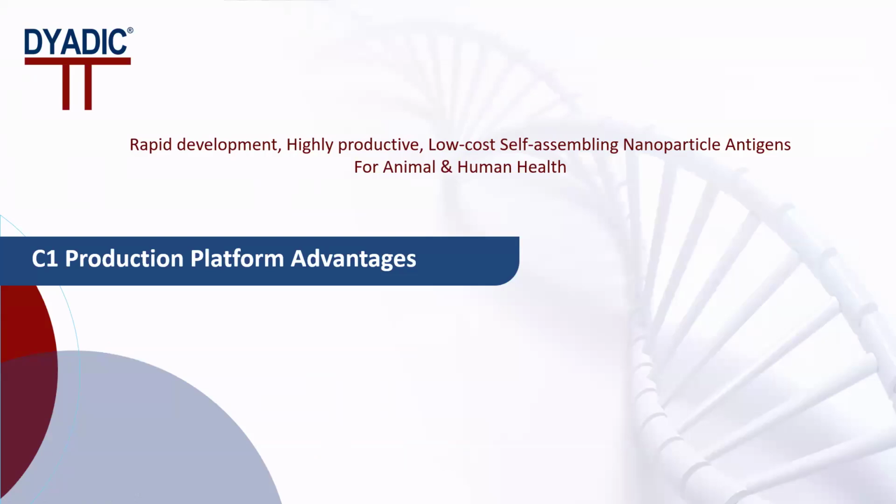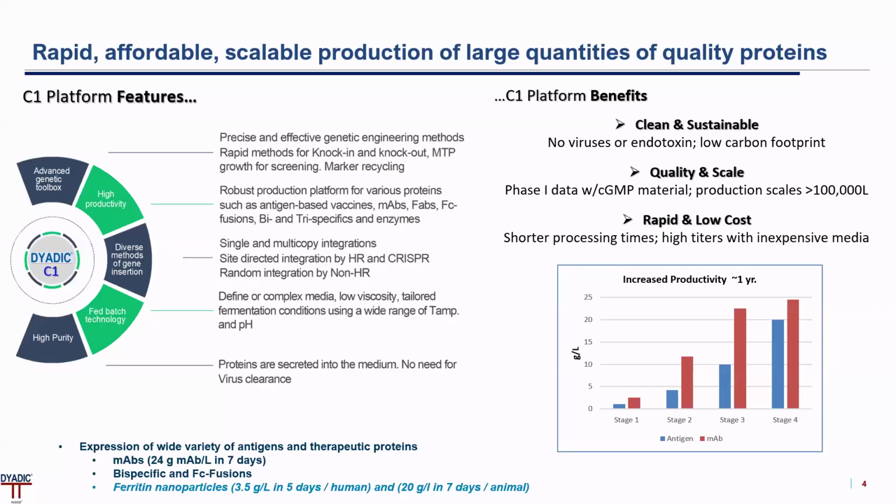So now I'm going to start getting into some of the advantages of the platform itself. It can be used for both animal and human health. So C1 is a very rapid way to produce technology and stable cell lines. You can see here we have precise and effective genetic engineering technologies. We can do site-specific integration, we can do random transformation, or we can also use CRISPR and hit multiple sites at one time. We can put single copy integrations, double copy integrations in a defined complex low viscosity media that's tailored for fermentation, pH, and temperature.